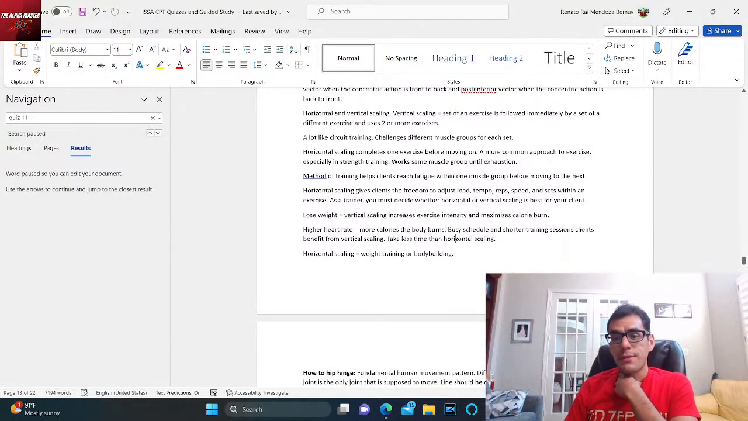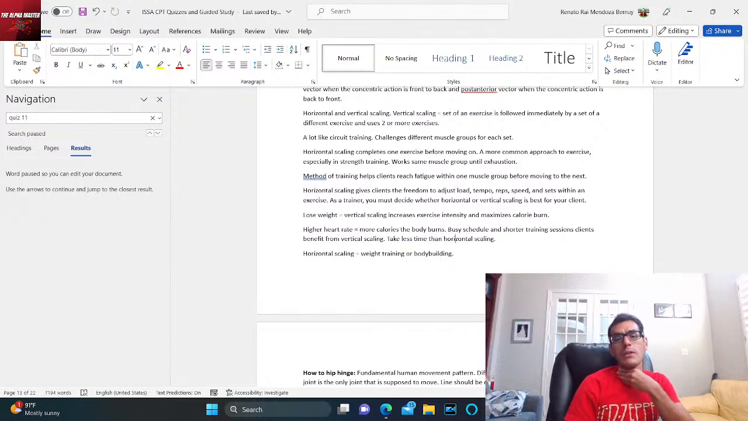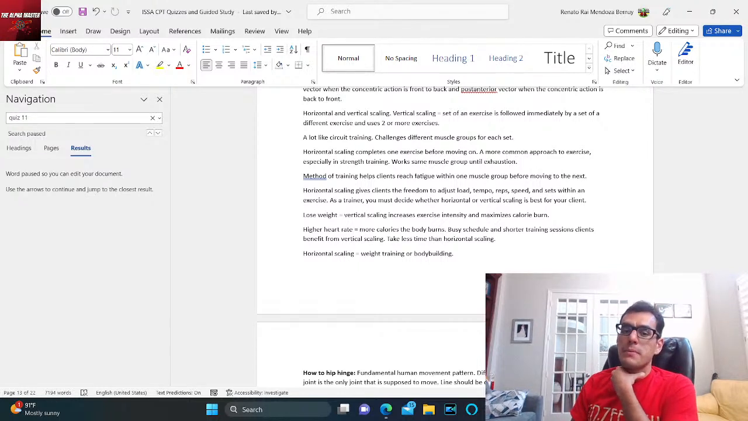Vertical scaling increases exercise intensity and maximizes calorie burn. A higher heart rate means more calories the body burns. With a busy schedule and shorter training sessions, clients benefit from vertical scaling.